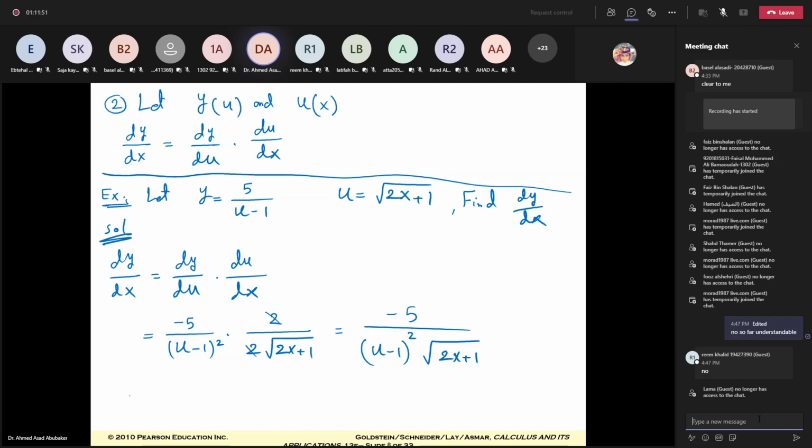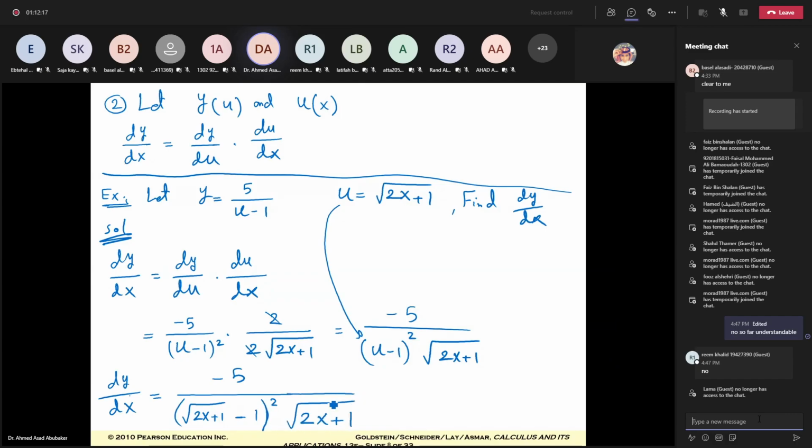Now substitute the value of u, so we have dy over dx equal negative 5 over (radical 2x plus 1 minus 1) all squared, times radical 2x plus 1. So this is the value of dy over dx. Any question?